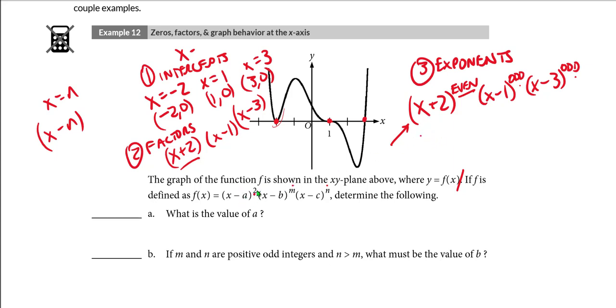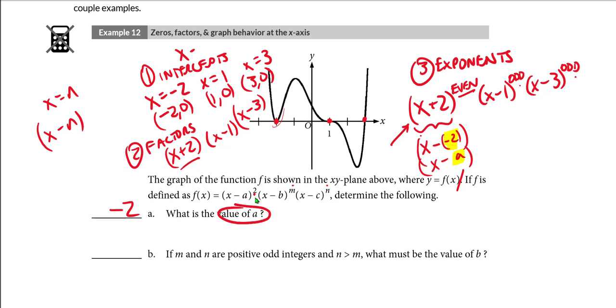If x minus a is this factor, keep in mind that x plus 2 is the same as x minus -2, and therefore a must equal that -2. I'm just playing a little game of matchup there. X minus -2, x minus a. So a has to be that -2. A is, in other words, that 0. So the value of a must be -2.